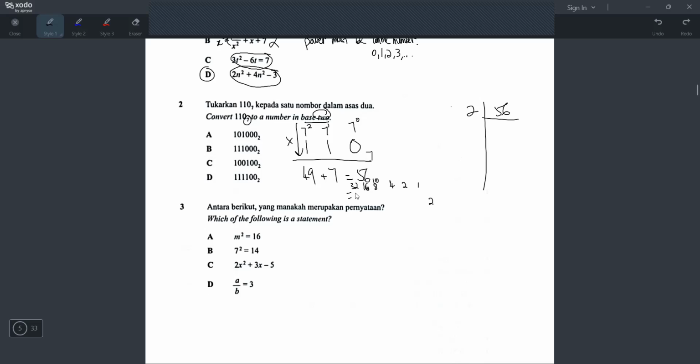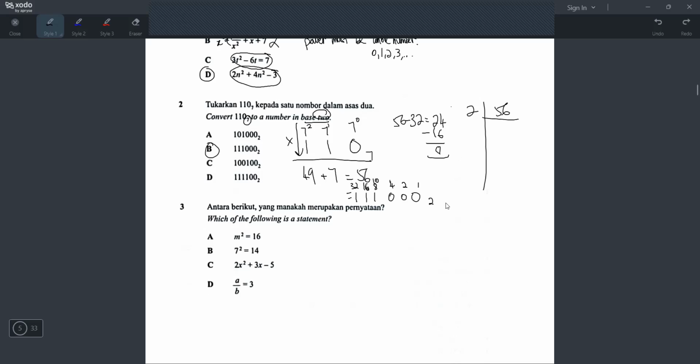So for example, this is 32, right? If I write 1 here, it means I will take 56 minus 32, and I will get 24. But in order to get 24, I can minus 16, which gives me 8, and then I just take 8, and the rest will just be 0. So the answer is 111000.